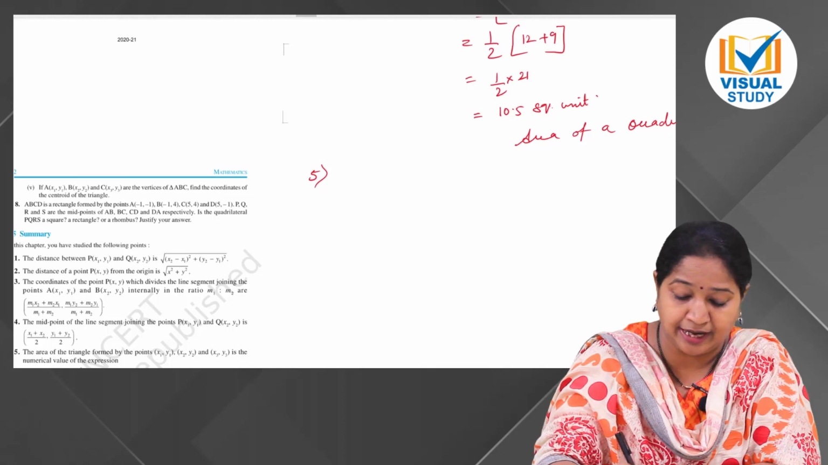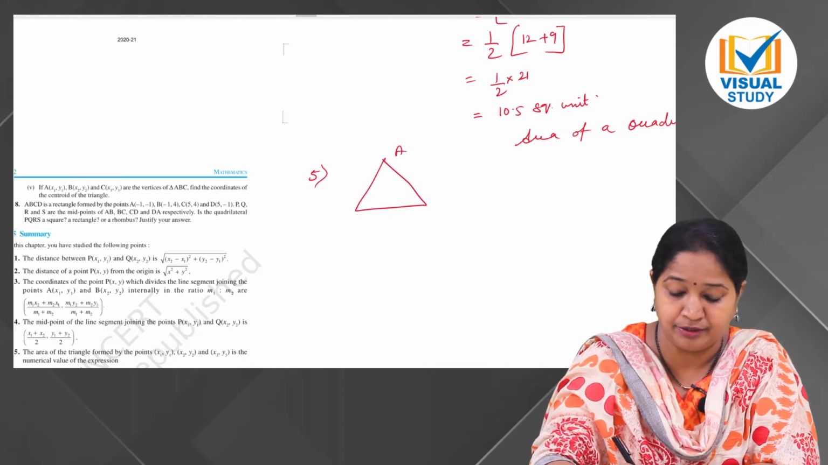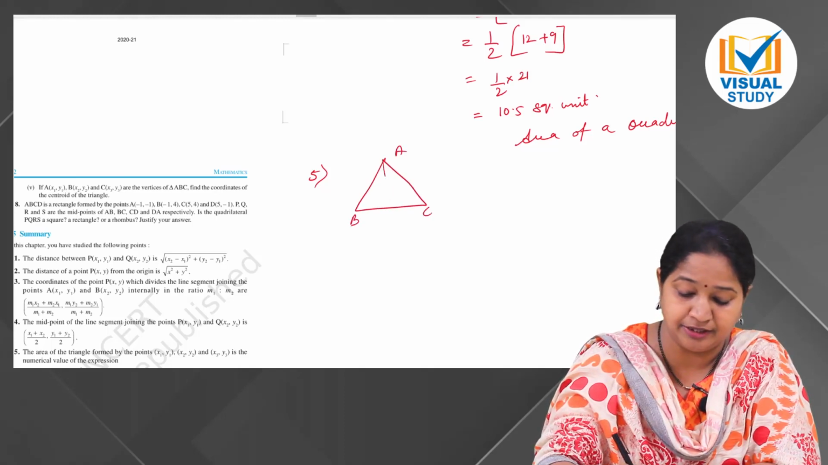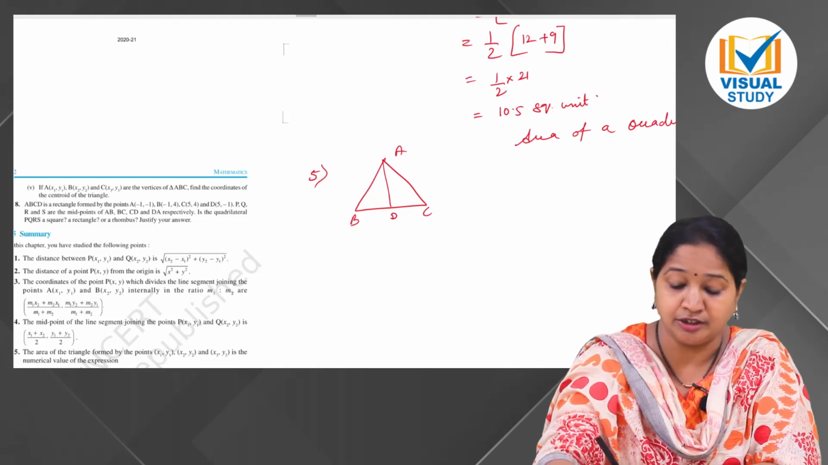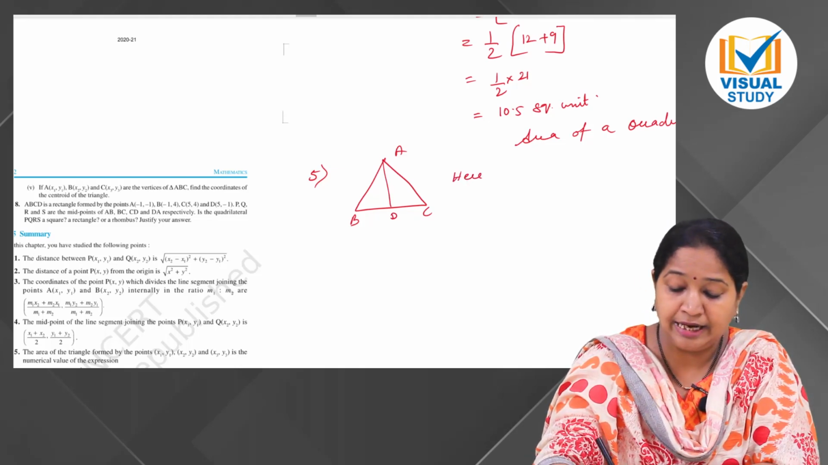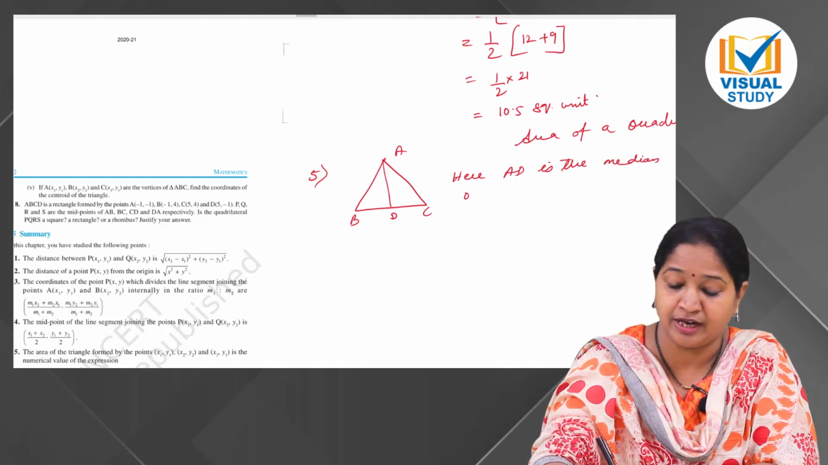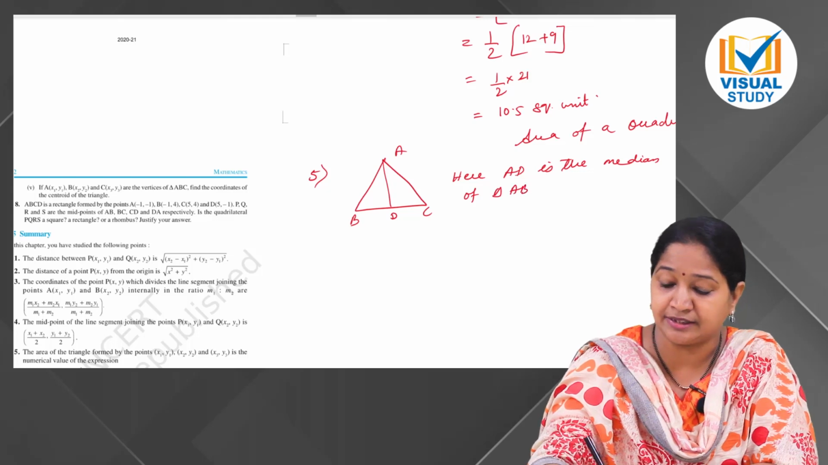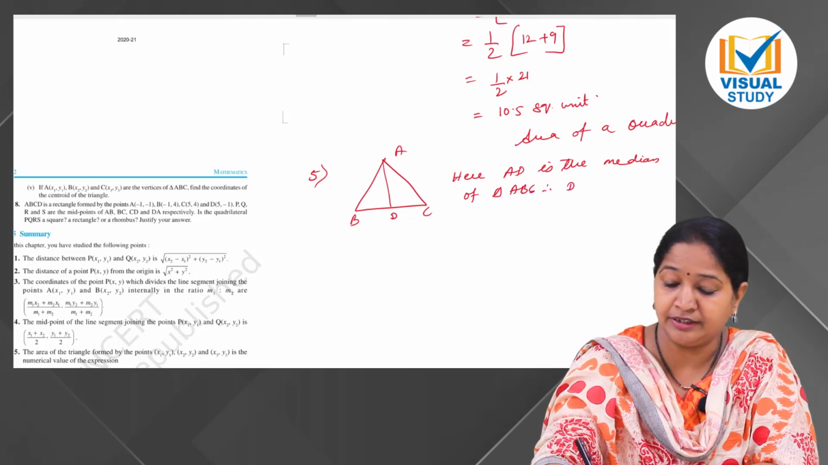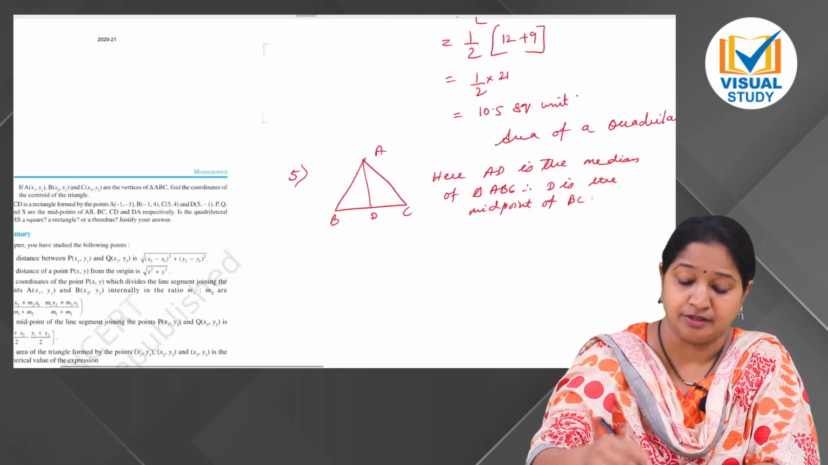We'll draw a triangle here, ABC, and this is the median, that is D. So here AD is the median of triangle ABC. Therefore, D is the midpoint of BC.